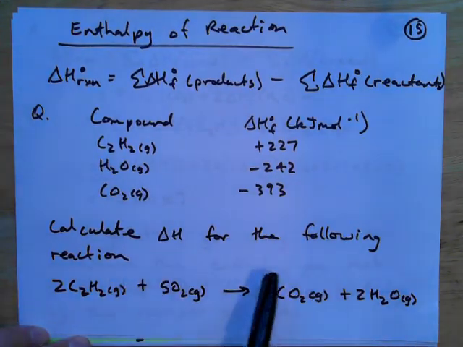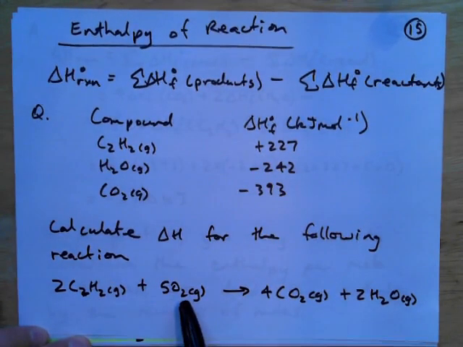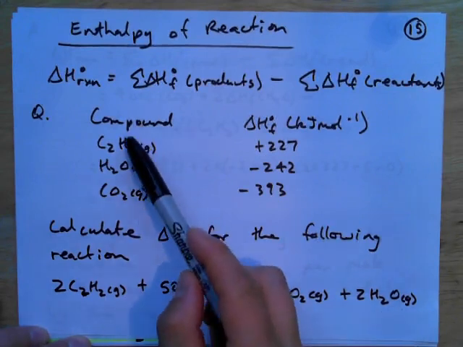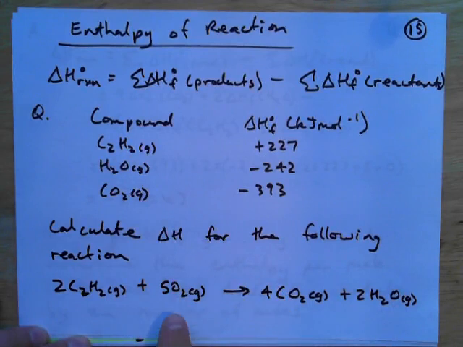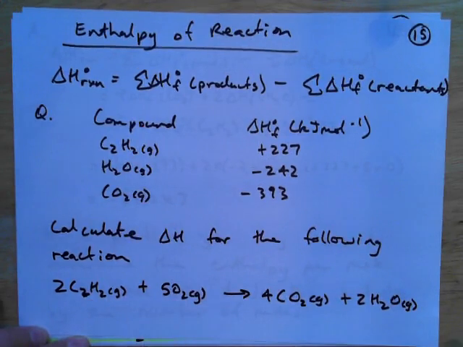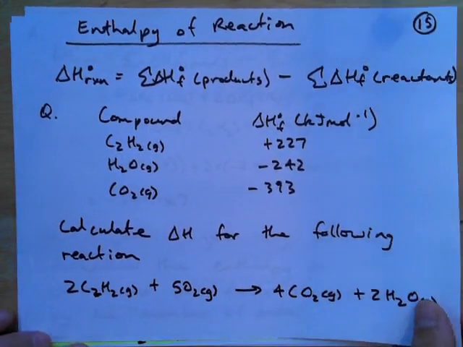So you want to calculate the delta H for the following reaction: the acetylene and the oxygen reacting to give you carbon dioxide and water. Notice in this table we don't have the delta H of formation for oxygen. We have it for acetylene, carbon dioxide and water, but not for oxygen, because it's a 0 value, and you are expected to know that.